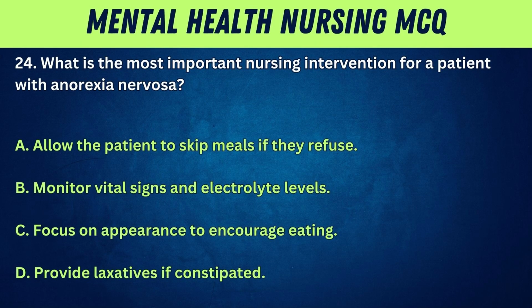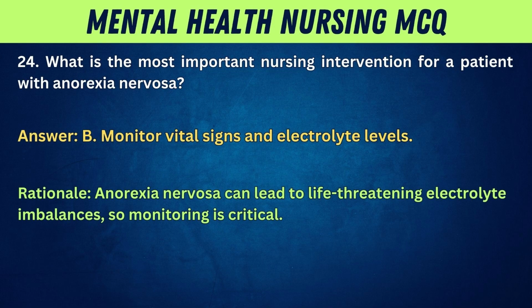24. What is the most important nursing intervention for a patient with anorexia nervosa? A. Allow the patient to skip meals if they refuse. B. Monitor vital signs and electrolyte levels. C. Focus on appearance to encourage eating. D. Provide laxatives if constipated. Answer: B. Monitor vital signs and electrolyte levels. Rationale: anorexia nervosa can lead to life-threatening electrolyte imbalances, so monitoring is critical.